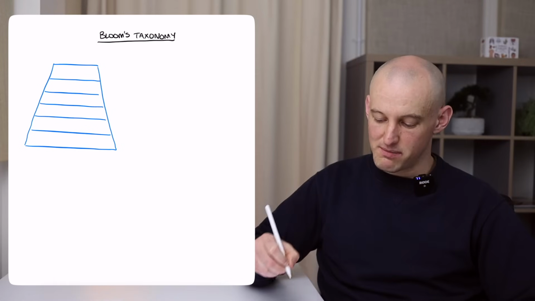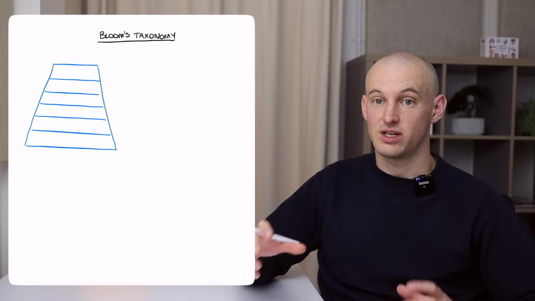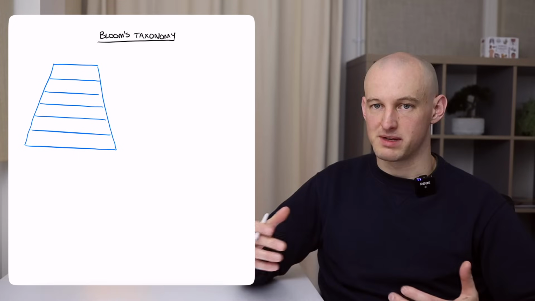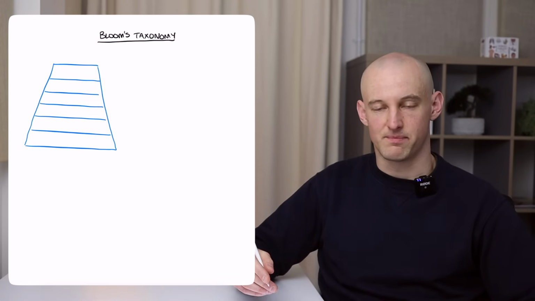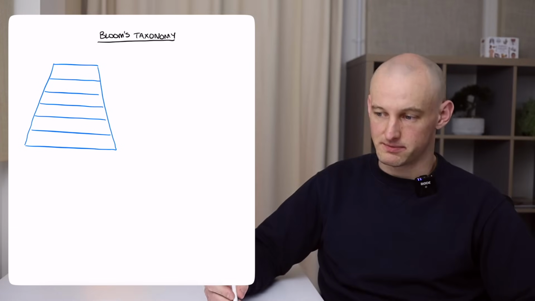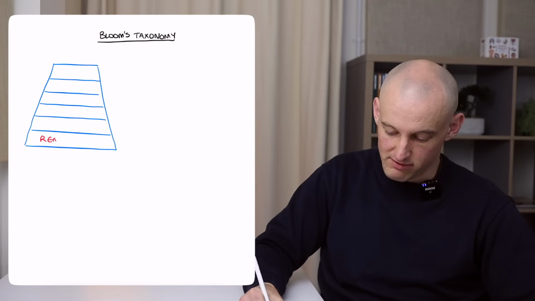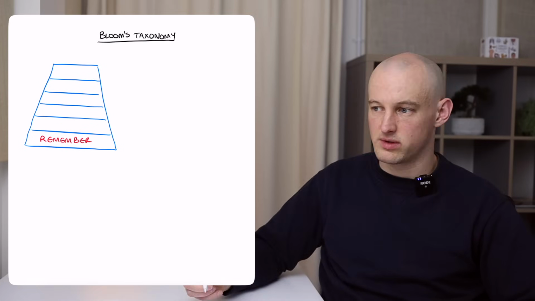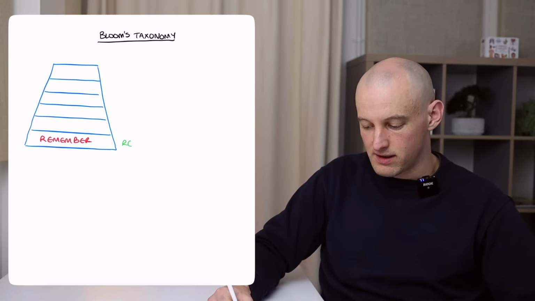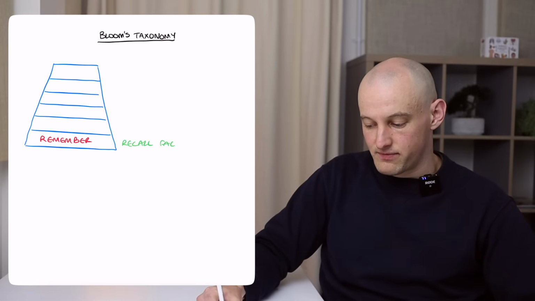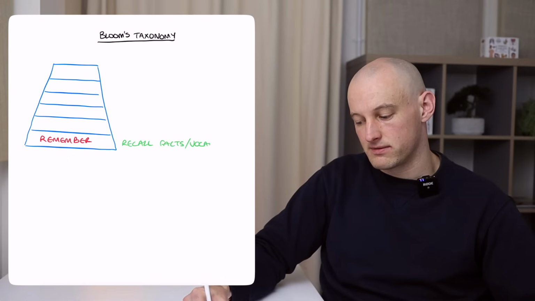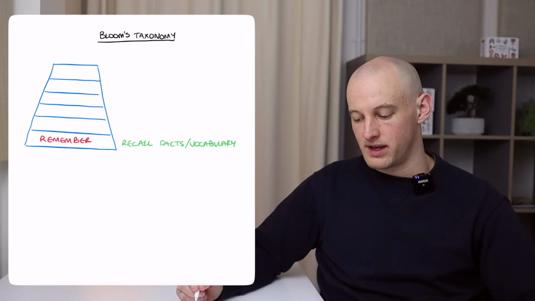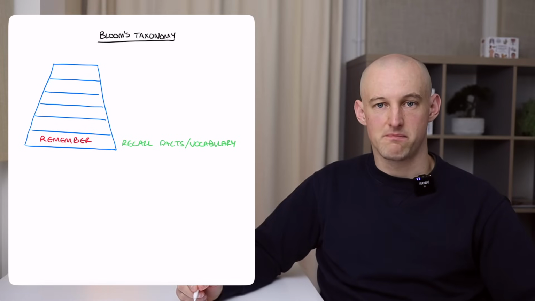At the base of the pyramid, which is really the foundation, everything starts from the bottom, and without the bottom, it's an unsteady, unstable pyramid. Right at the bottom is what you can remember. So what does this mean? Well, this means just recalling facts, vocabulary, and really basic information. Can you just recall this stuff from memory?